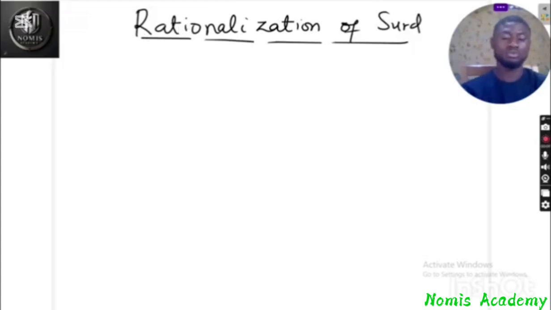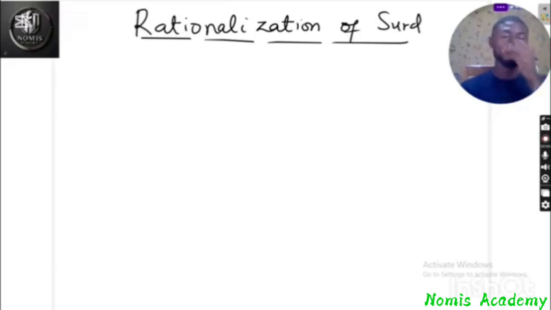What does it mean to rationalize a surd? You see, in rationalization of a surd, the operation is performed in such a way that we multiply both the numerator and the denominator of the given surd with the conjugate of the denominator.